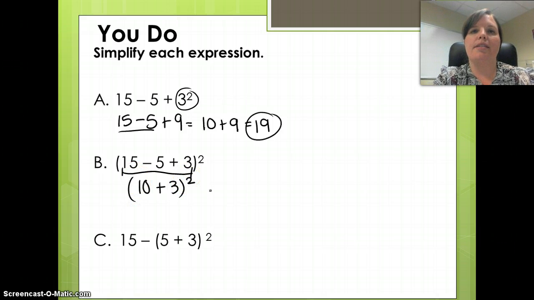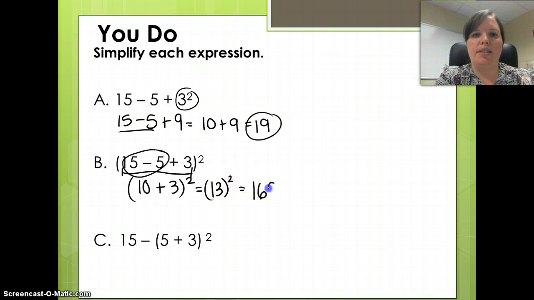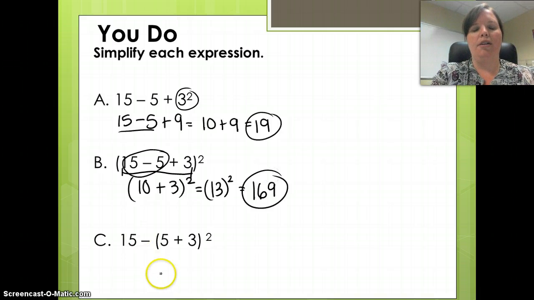And I rewrite, except for the portion that I took care of, I rewrite the expression exactly as it is. Then I'm going to add together the 10 and the 3, and now 13 squared is 169. That might not be one that's right on the tip of your tongue, but the last one here is grouped differently.